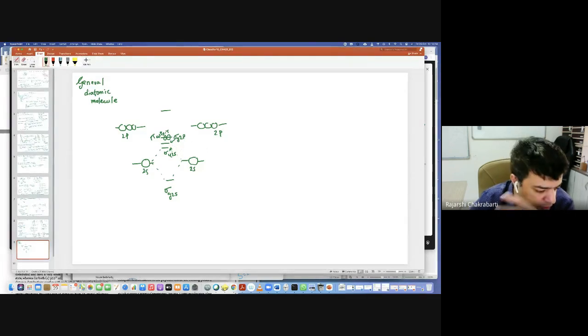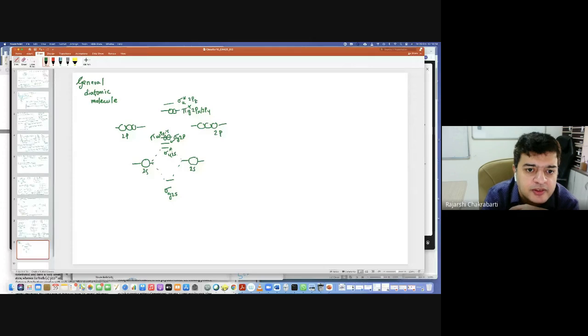And what about this? I will have then this. What is this called? This is called pi g star 2px or 2py, and this is sigma u star 2pz. Is this clear to all of you? This is how it is.